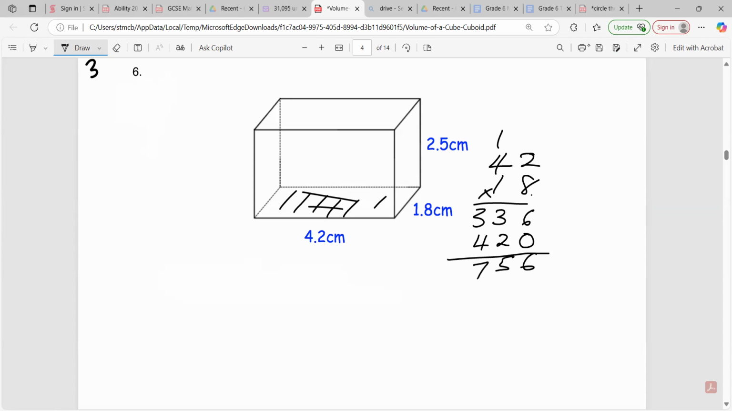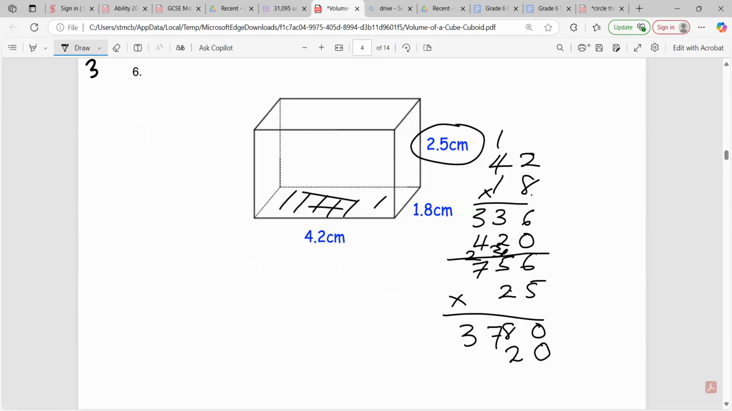This will be 6, 5, 7. So we have 756. But we need to multiply by the 2.5, so we're just going to do it the same way. Multiply by 25. 5 times 6 is 30, 3 carry 0. 5 times 5 is 25, plus 3 is 28. 5 times 7 is 35 plus 2 is 37. Then put the zero in the space now. 2 times 6 is 12, 2 carry the 1. 2 times 5 is 10 and 1 is 11. 2 times 7 is 14 and 1 is 15. Now add.